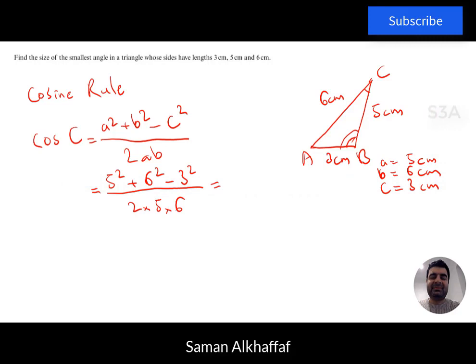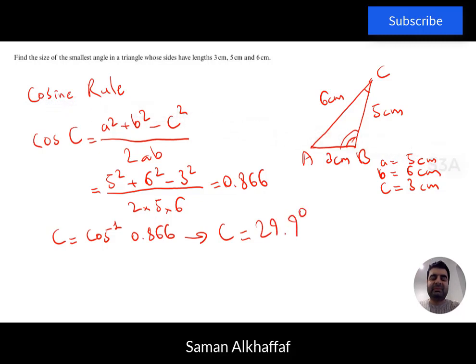So that will give us 0.8667. Because it's a cosine, we will use C equals cosine inverse of 0.8667. That will give us the angle of C to be 29.9 degrees, and this is the smallest angle for the triangle that we have here.